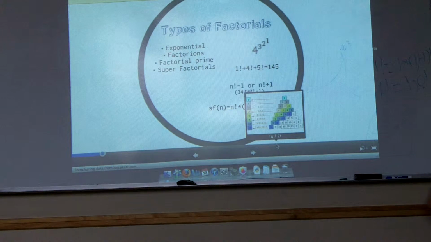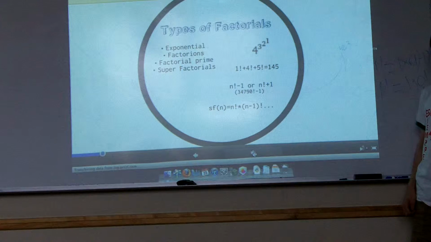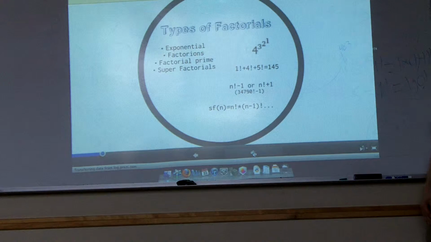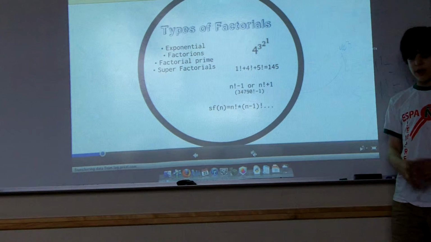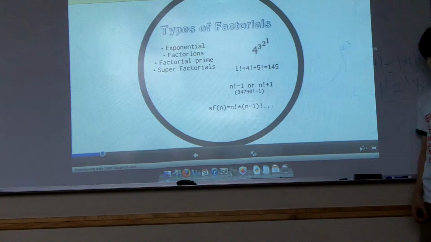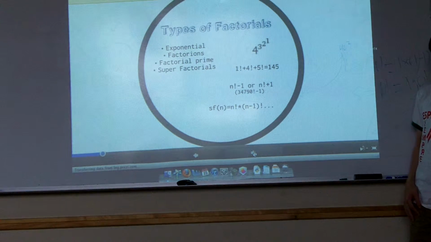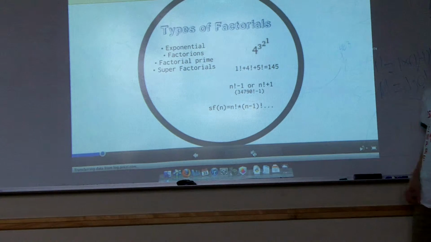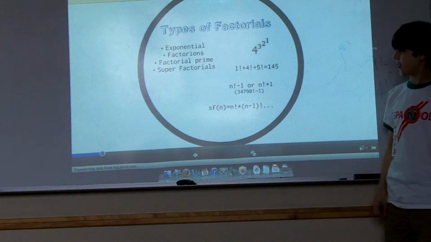Okay, so there are these weird types of factorials that don't have much relevance in daily life, but I just thought that they were kind of interesting. So the first one, exponential factorials, you can sort of see over here. Basically, you take n, and it's like a factorial, except whenever you go down by a number from n, you just put it as an exponent. So 4 to the third, to the second, to the first, basically.